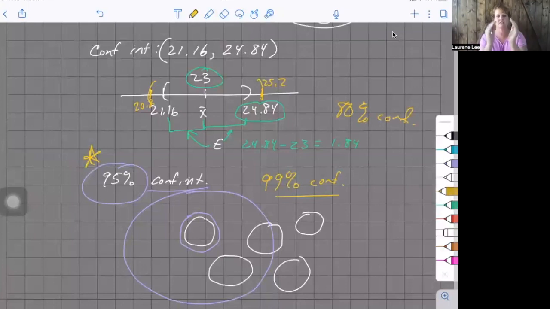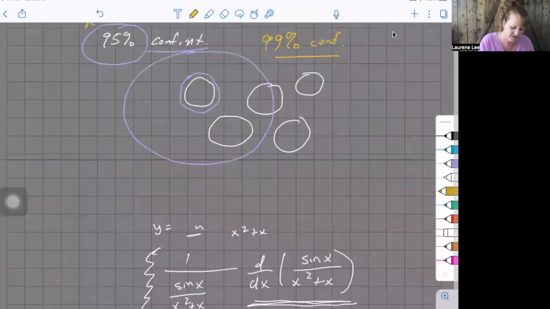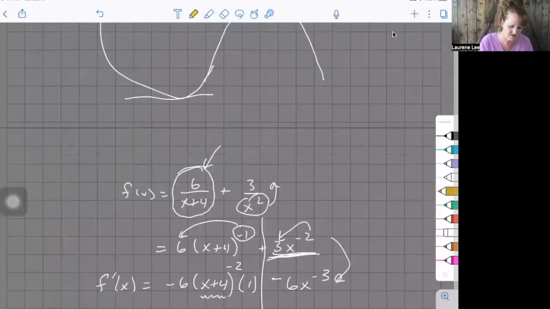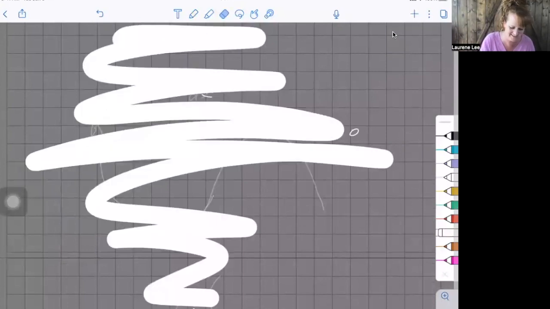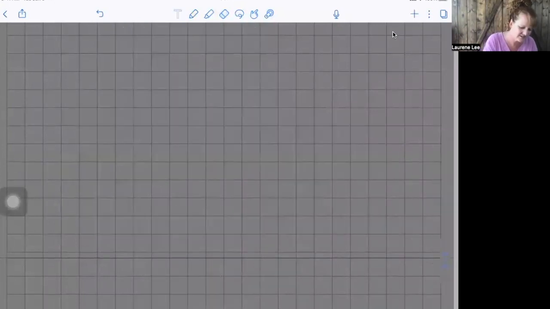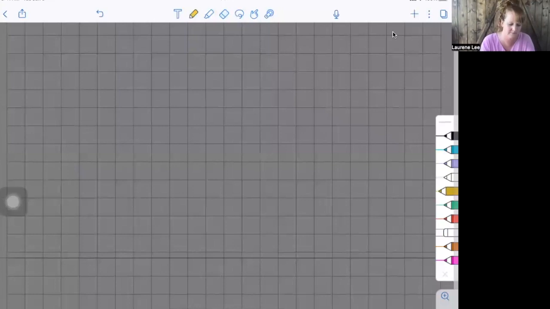The issue though, is if you get your interval too big, then it doesn't mean anything. Okay, so let me give you an example. What if I'm measuring the mean height of a college student?